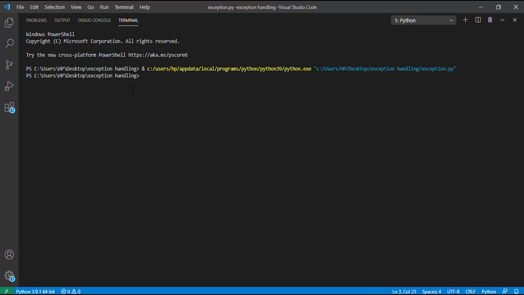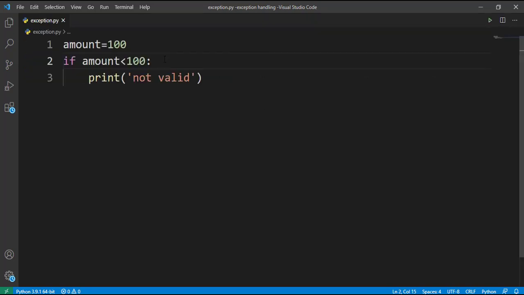Let's check that. So here you can check that we did not get any output and also we did not get any error. That means our program is syntactically correct. So you must follow the structure of a programming language whenever you are writing code. We saw that a syntax error occurs whenever our program is not syntactically correct.